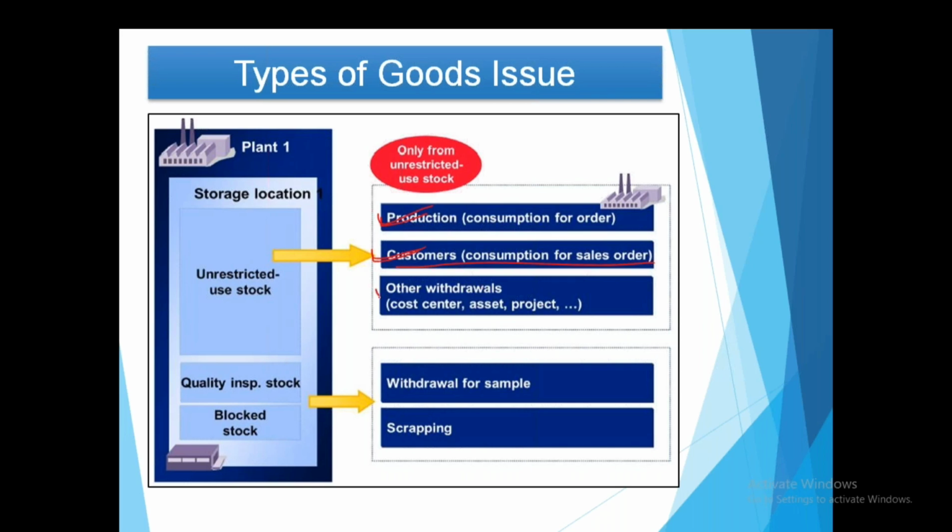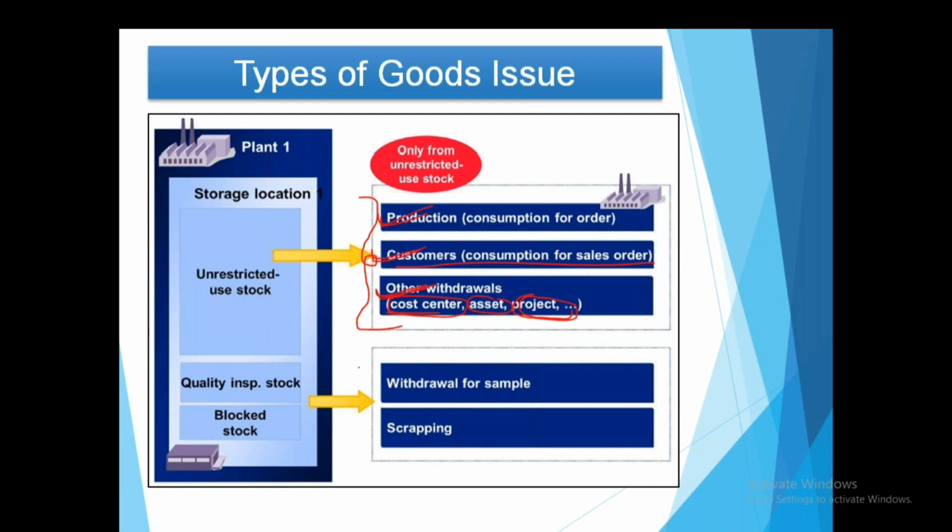And there are some other planned withdrawals, like issuing the material to the cost center, for a particular asset, and for a particular project. All these are called withdrawals. So you are issuing the material. These are planned goods issue.